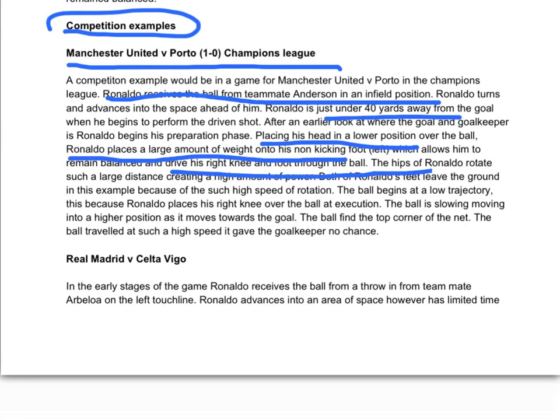Great technical analysis. The hips of Ronaldo rotate such a large distance, etc. Yeah, and then that means the ball leaves at a low trajectory because he's got his right knee over the ball at execution. So a really good competition example, linking the technical analysis to the match.